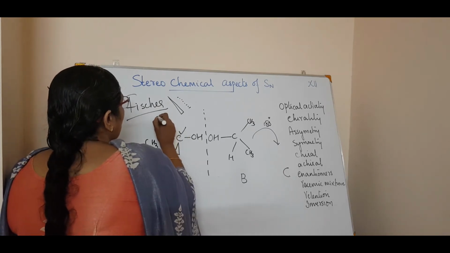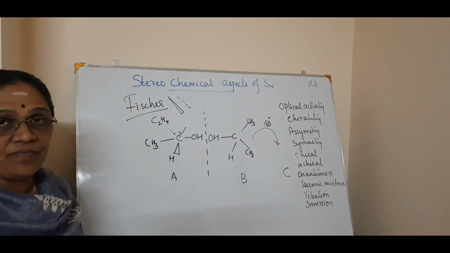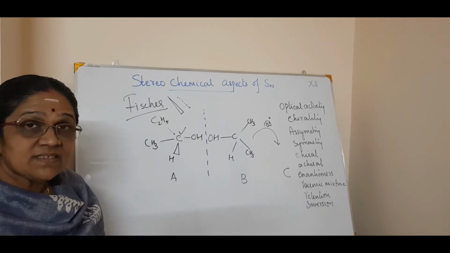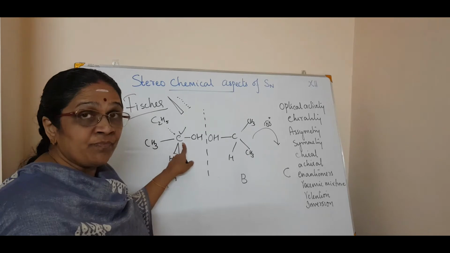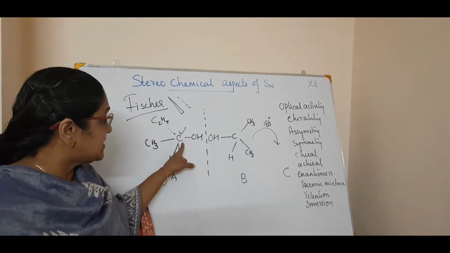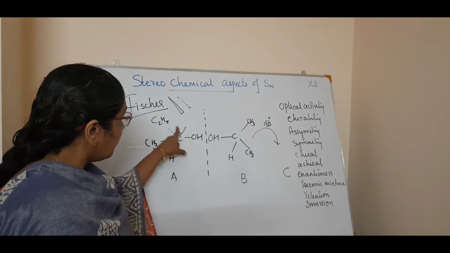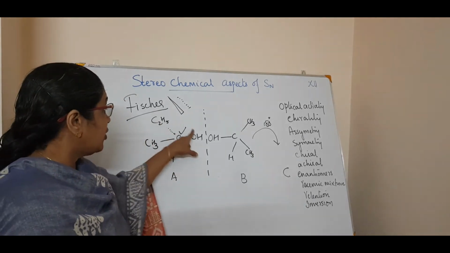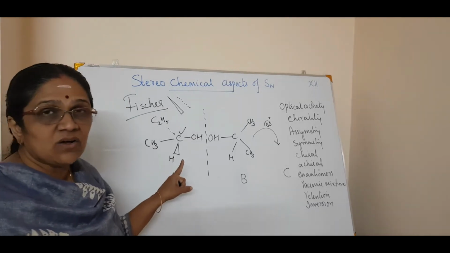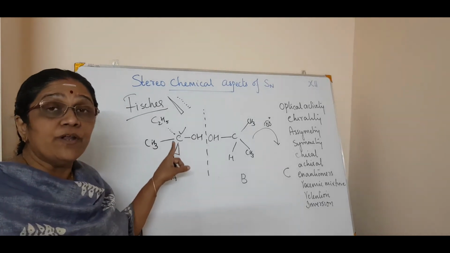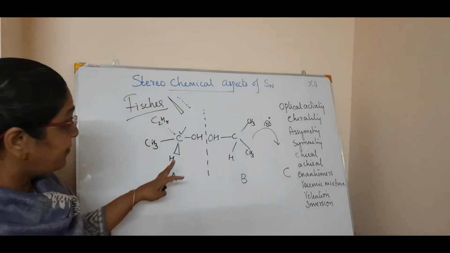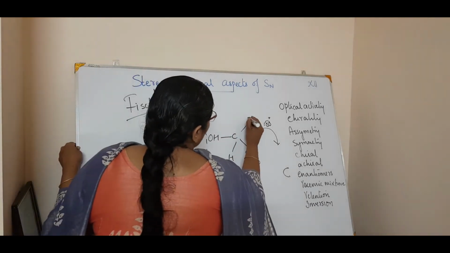But if instead of CH3 we have C2H5, will this compound show optical activity or optical isomerism? Yes, definitely. Why? Because this carbon atom is an asymmetric carbon atom, or a stereo center. Why? Because all the 4 valencies are satisfied by 4 different groups: one is C2H5, one is CH3, one is H, and the other is OH. So this shows optical isomerism. Now, if you look at this Fisher projection, again you will have C2H5 here, and the mirror image.